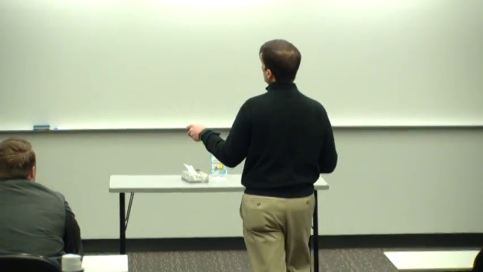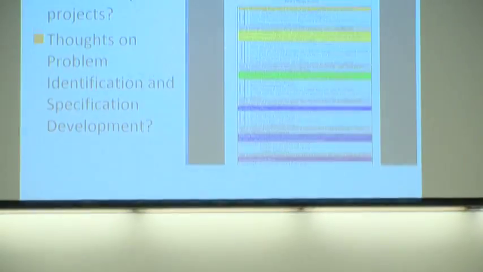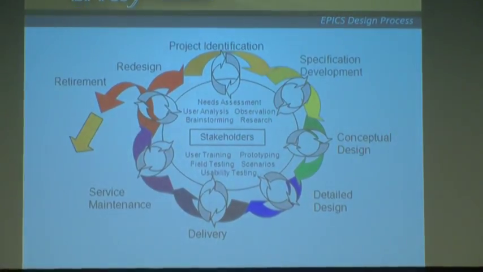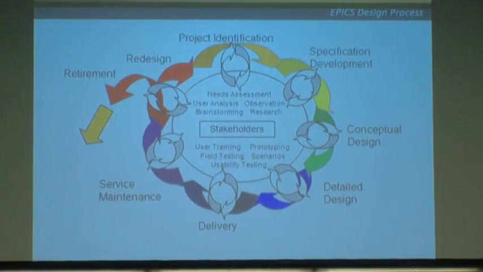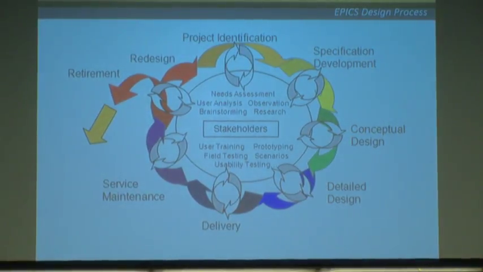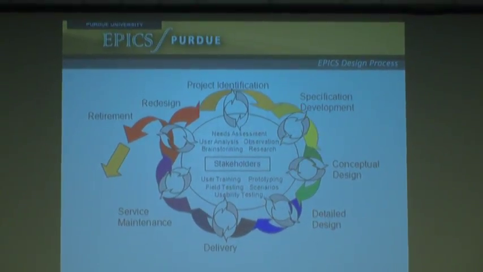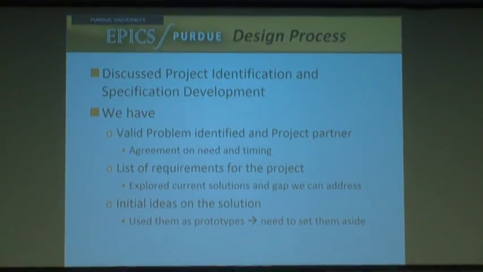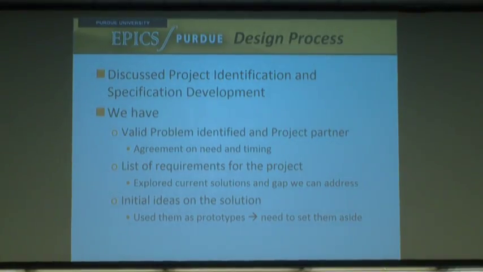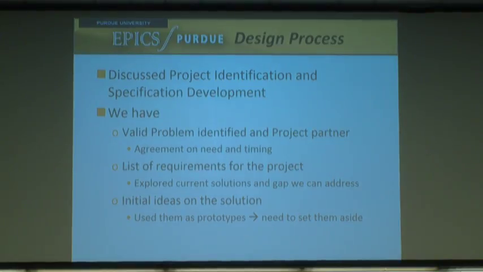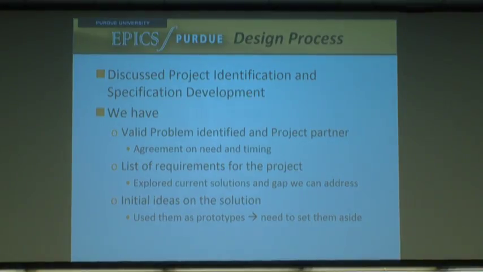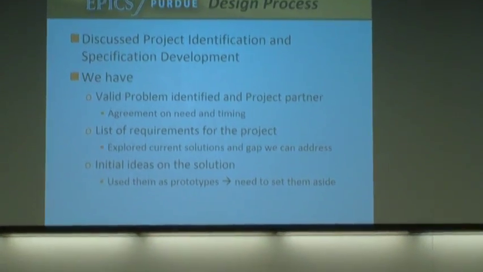Okay? All right. We talked about the first 2 phases. We're going to go through the conceptual design, all the way through the detailed design a little bit, highlighting some tools. There are more details in the design process document. I'm going to assume at this point, when we get to conceptual design, we've got 3 things. We've identified a problem that we think is really valid. We've got somebody who's going to use it.